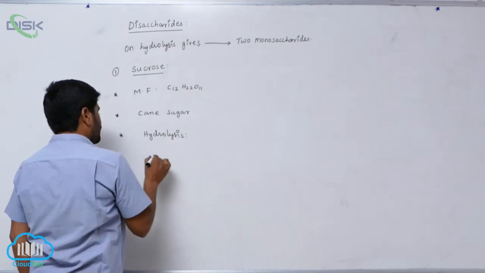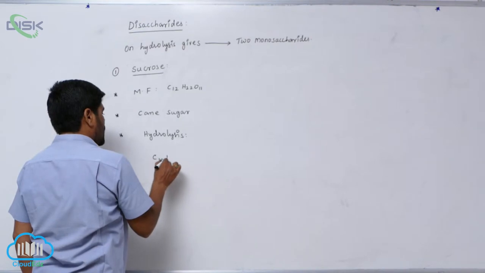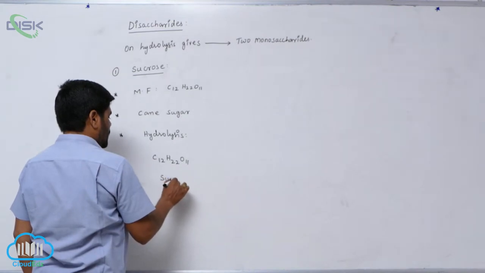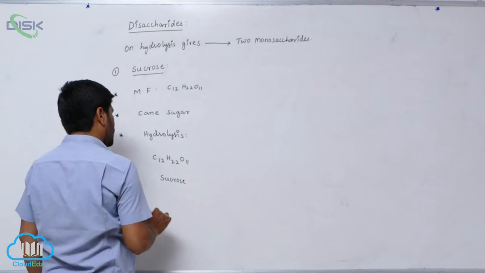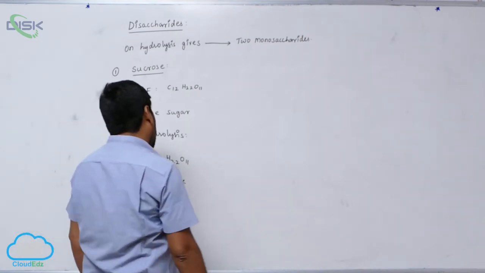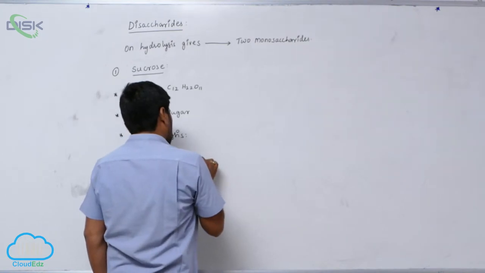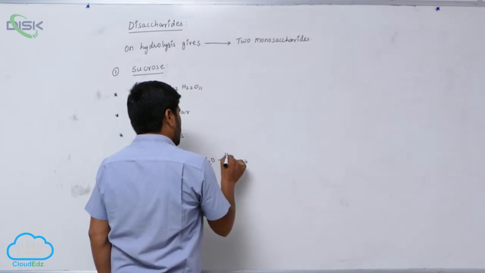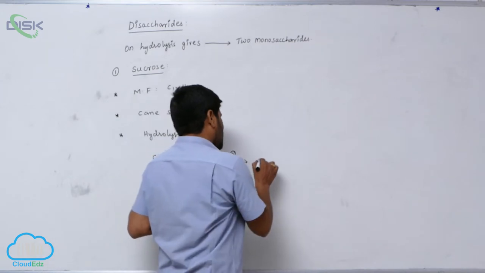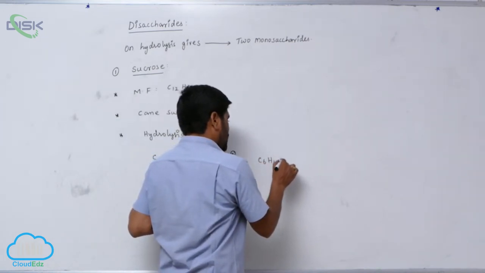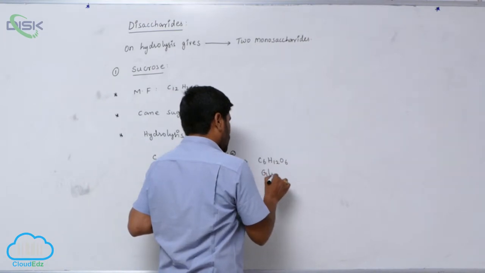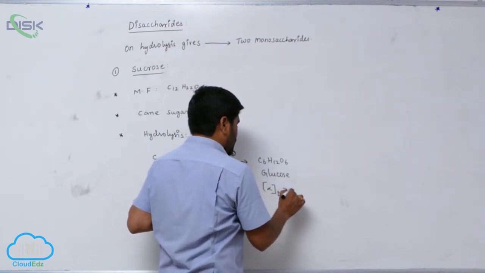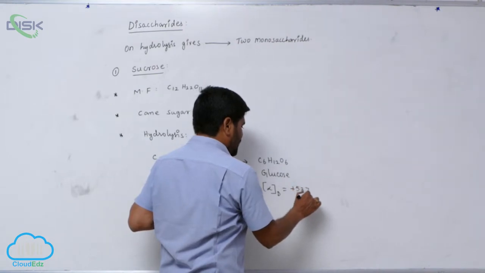Hydrolysis. C12H22O11, sucrose, is a dextrorotatory compound. On hydrolysis, in presence of acid medium, it gives C6H12O6, this is glucose. The observed specific rotation is plus 52.7 degrees.